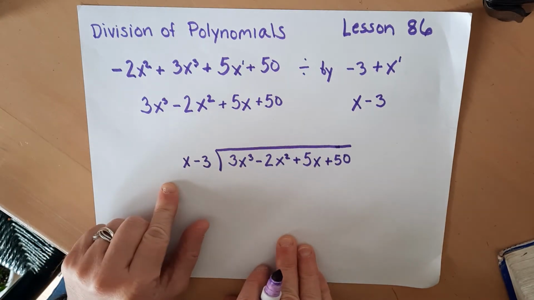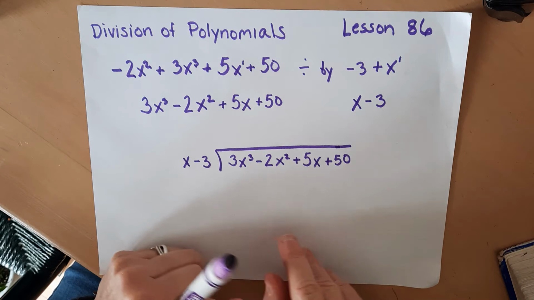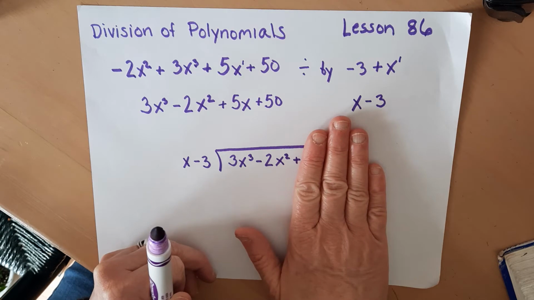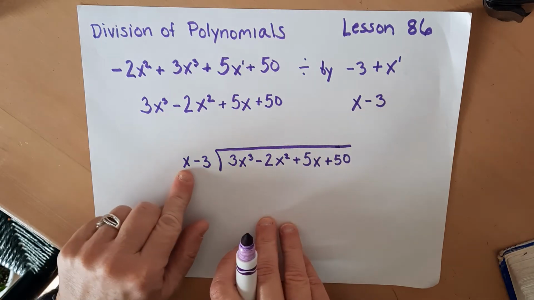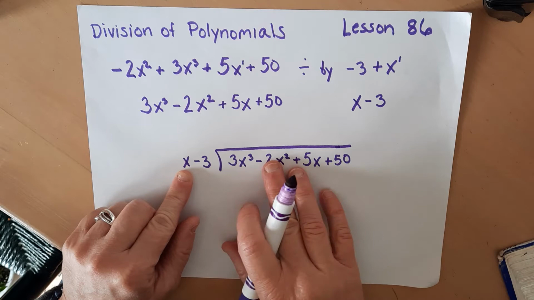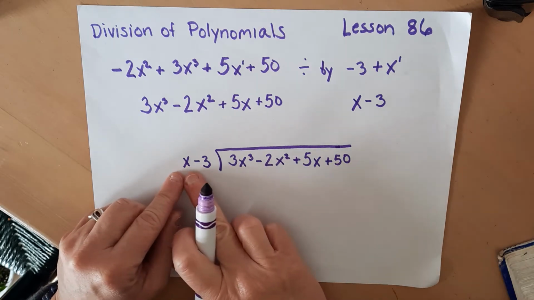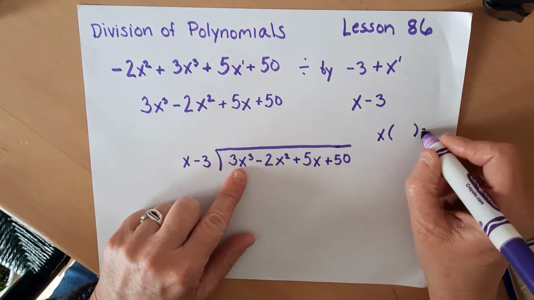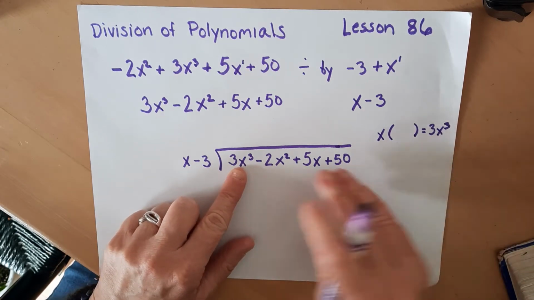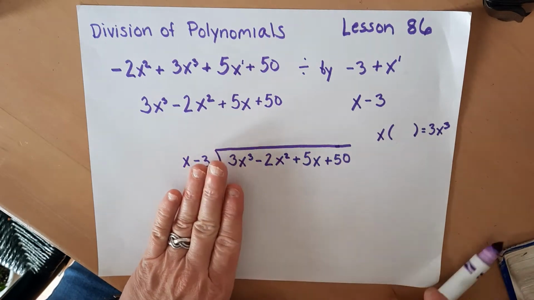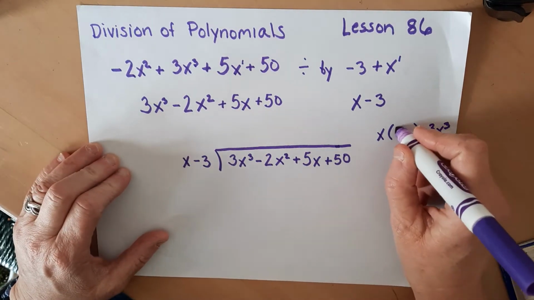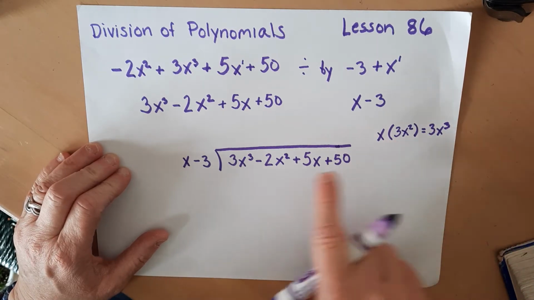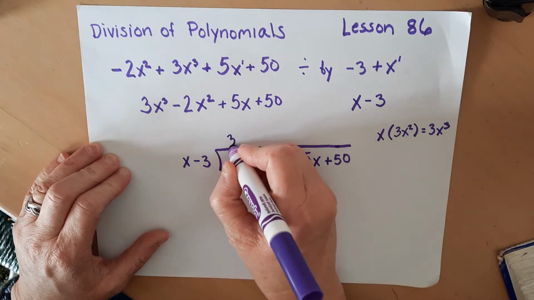The first thing we do is we're going to take a look at just this 3x cubed. We're not even going to worry about the whole rest of this polynomial right now. And we're only going to look at this x right here. So we're only thinking in our heads, what do I need to multiply x by to get 3x cubed? That's all we're looking at. It's as if we're covering these things up. X multiplied by 3x squared would give us 3x cubed. So we're going to go ahead and write the 3x squared right on top of the 3x cubed.